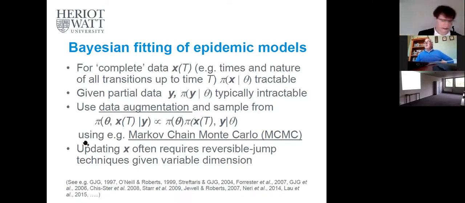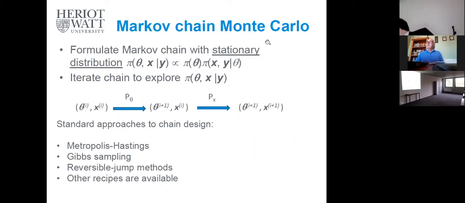And I won't go into the details of this, but there are a lot of recipes or techniques that we can use to try and construct Markov chains. So in Markov chain Monte Carlo, basically, we set up a Markov chain which has this as its stationary distribution, and if we can simulate from the Markov chain, we're able to simulate values from this joint density. And I'll give an example of this in a slide in a moment or two. So the idea is that we construct a Markov chain which has this as its stationary distribution, and then we can iterate the chain to explore that stationary distribution.